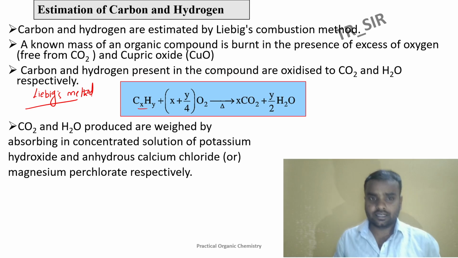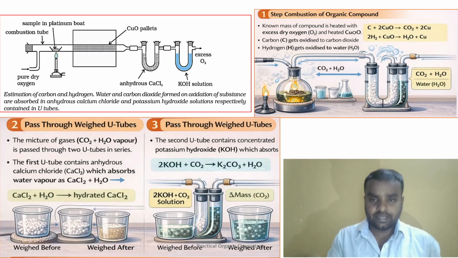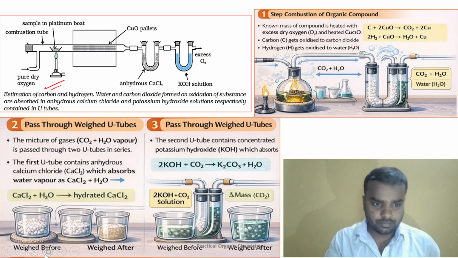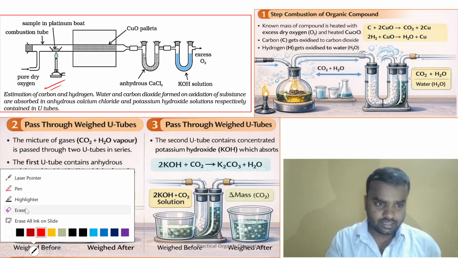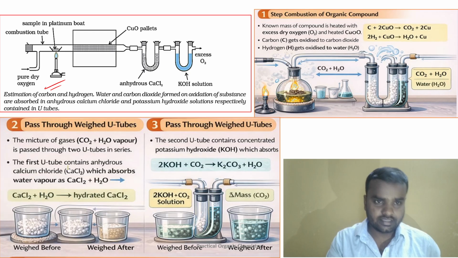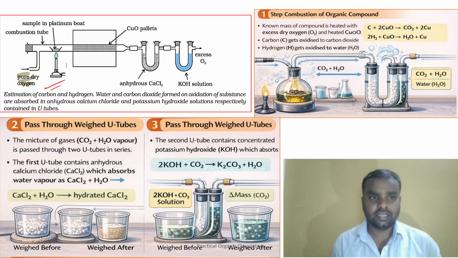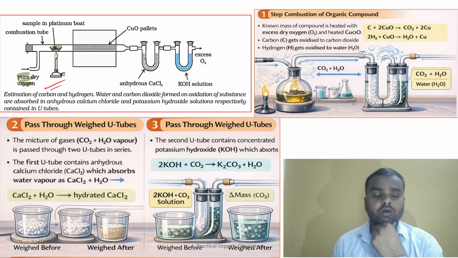We can see how to find this by the experimental method here. This is a setup for the process of Liebig's method. Now we'll try to understand each and everything. We have taken pure dry oxygen and we are sending it to this container. This bowl will have the sample in it, a platinum bowl we have taken.